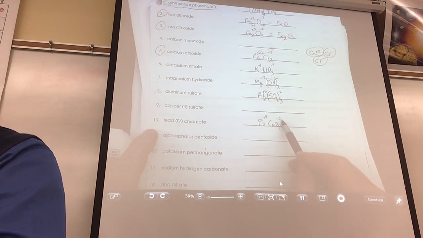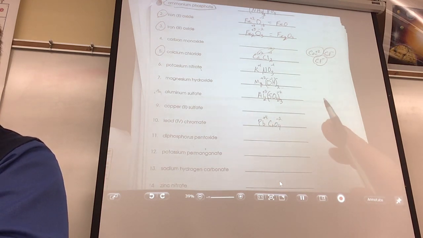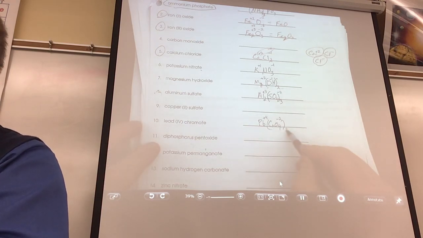But this guy's minus 2. That's not going to work. How can I make a compound? 2 down there. 2 what? 2 leads? Or you want 2 chromates? 2 chromates. Put a parenthesis.